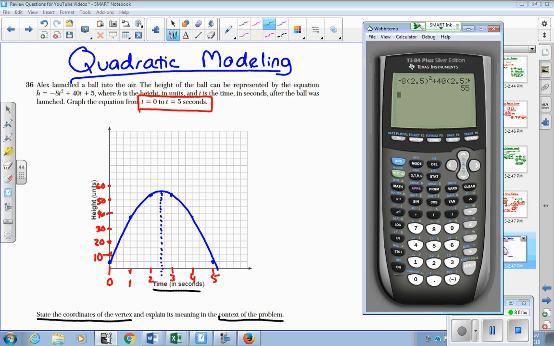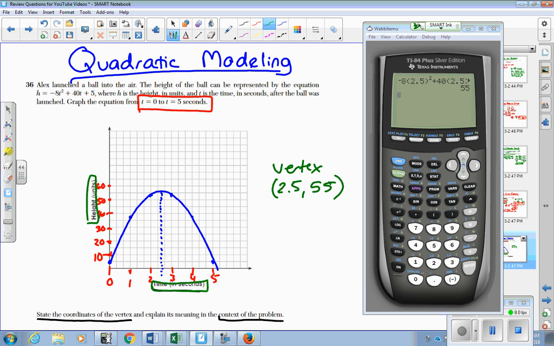So the vertex has a time value of 2.5 with a height of 55. Now, that gives us our third point. For our fourth point, we've got to explain the meaning in the context. Now, I'm going to go back to reference what's on the axes, the x and y axis. The x-axis talks about time, the y-axis talks about height.